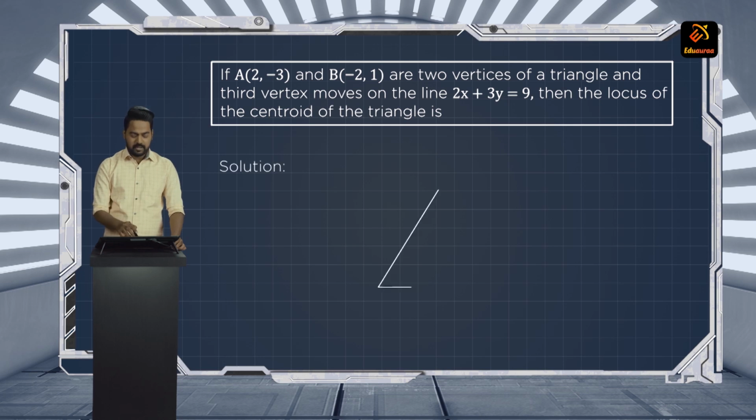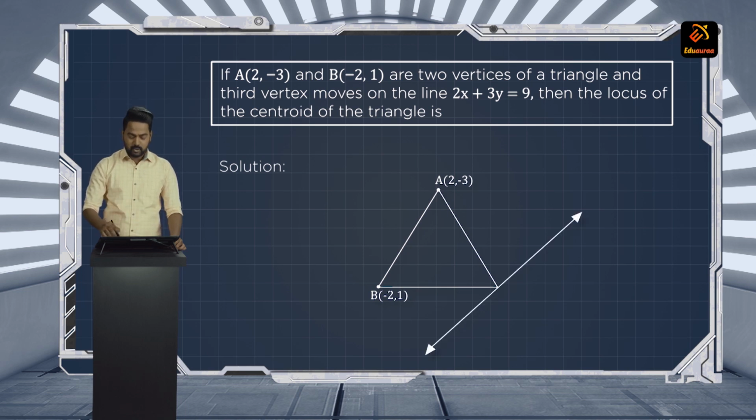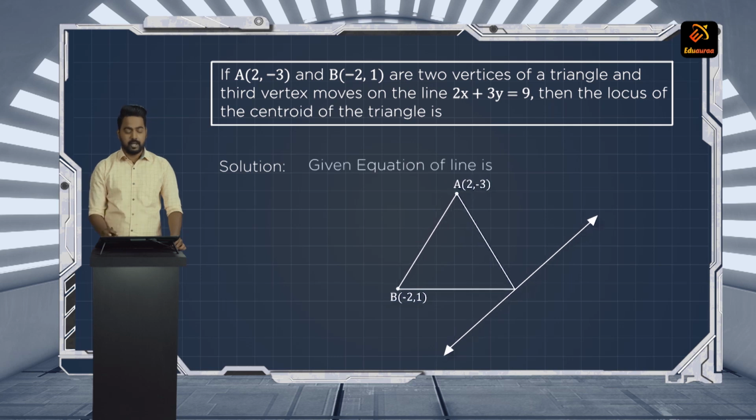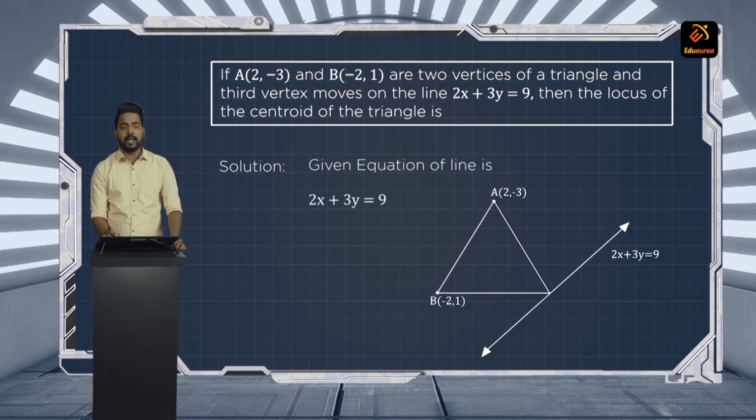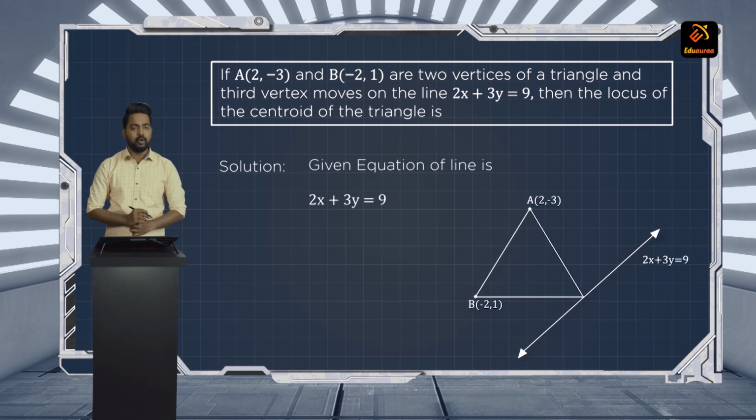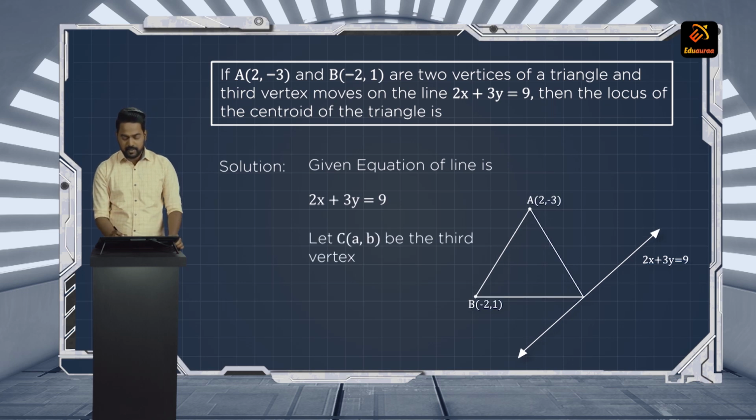Now I know that this is the triangle, point A is (2, -3), point B is (-2, 1) and point C moves along the line. So point C is this, that moves along a line, what? 2x plus 3y equal to 9. Now I know this point C can be taken as (a, b). So this point C will satisfy the equation 2a plus 3b equal to 9 because this point lies on the line.